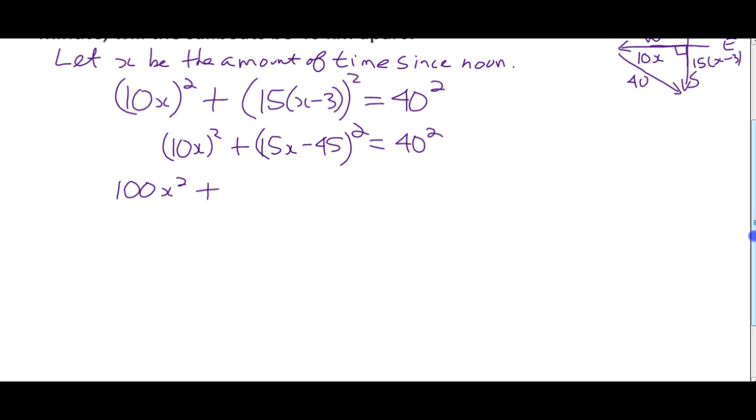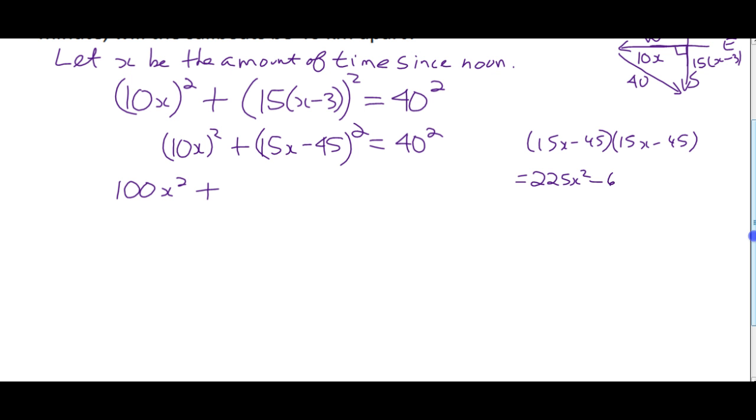Now we've got to use FOIL on this, right? Or you know how to square a binomial, right? It's this squared, it's this times this doubled, and then it's this squared. That's the quick way of doing that. Or just FOIL it out. Let's go here. 15x minus 45. Okay, so 15x times 15x is 225x squared. 15 times 45 is 675.